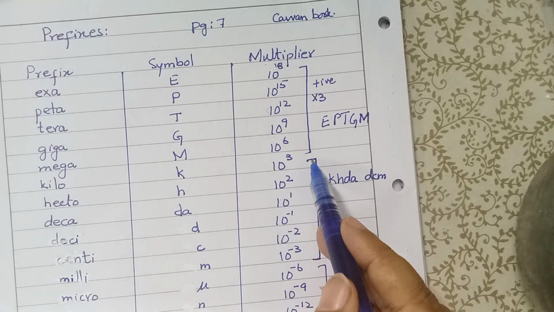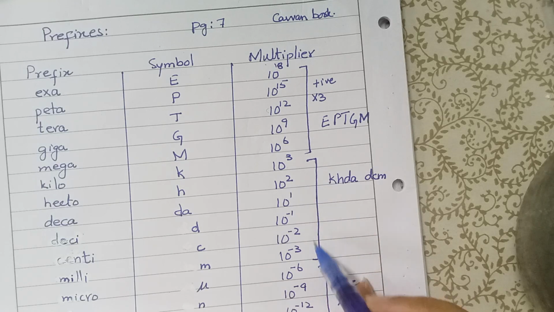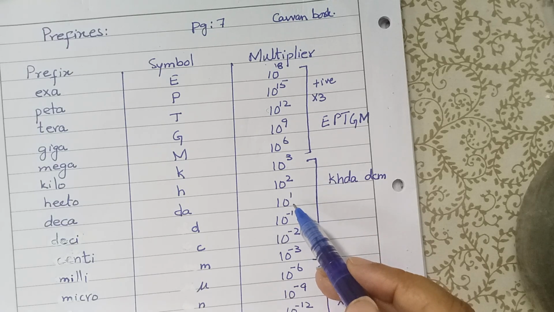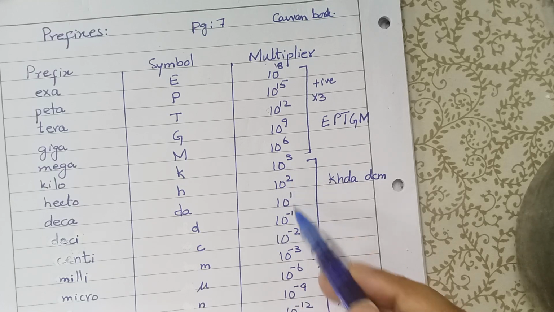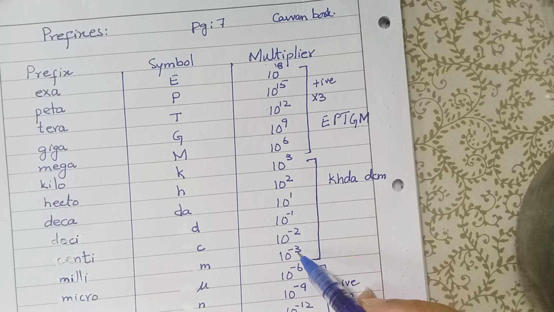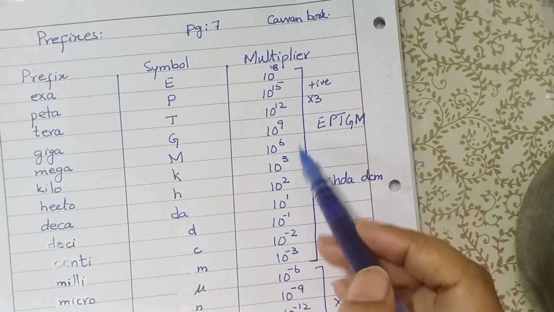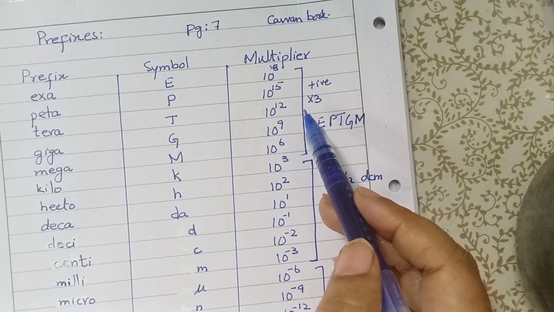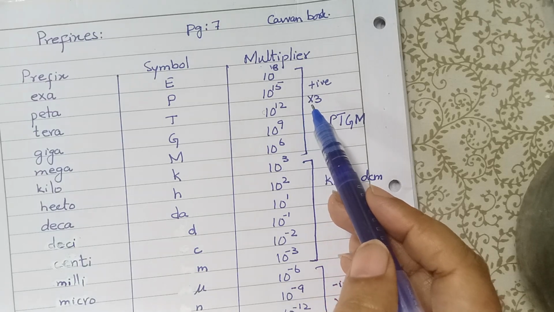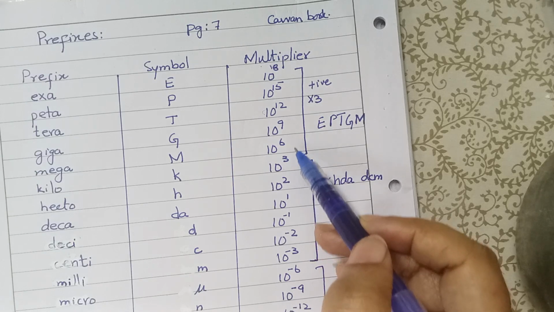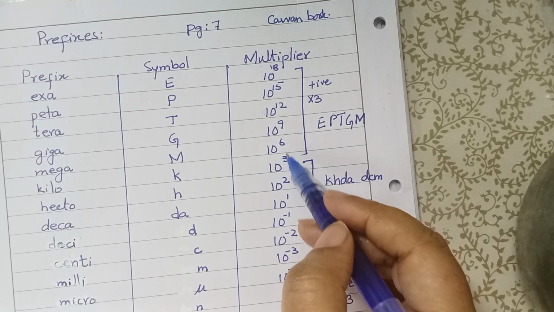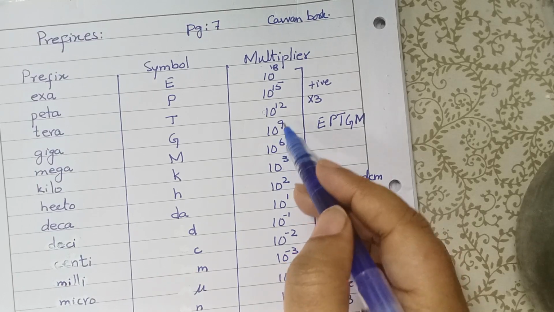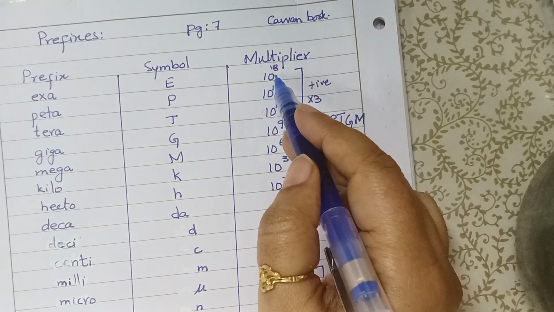So in the first portion there are 10 to the power 1, 10 to the power 2, 10 to the power 3, similarly positive and negative numbers. Then the upper one, which has the higher numbers, is 10 raised to a positive power. These are the multiples of 3, the table of 3: 10 to the power 3, 10 to the power 6, 10 to the power 9, 10 to the power 12, 10 to the power 15, 10 to the power 18.